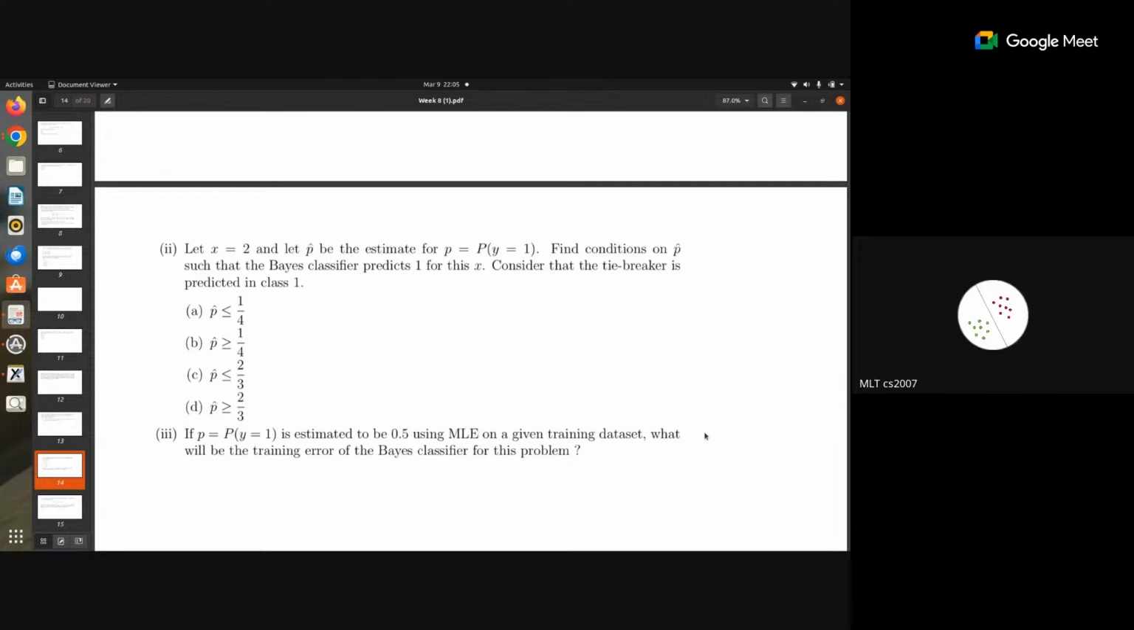I think this is not a question. This question is... okay, I don't know. I'll have to read it again. But what if probability of y equal to 1 is estimated to be 0.5? What will be the training error of the Bayes classifier for this problem? I'm not able to understand what is asked here.